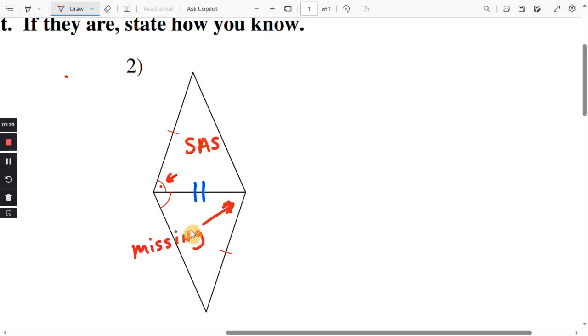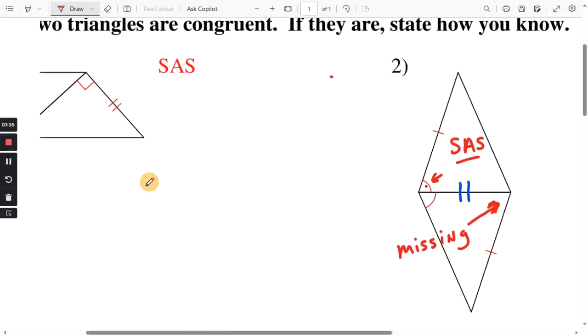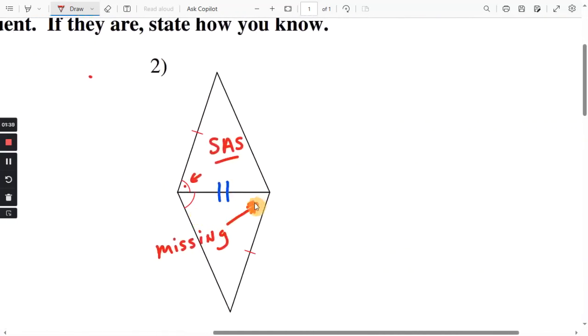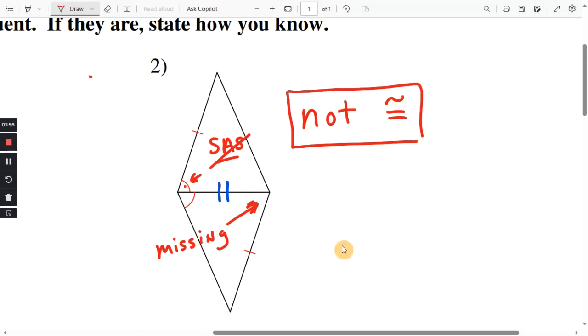It has to be the same postulate on both triangles, okay? The same theorem or postulate. So because this is not SAS, then we can't prove it, and we have to say not congruent. All right, so if it doesn't match on both triangles, you can't prove congruence, and you're going to have to say not congruent.